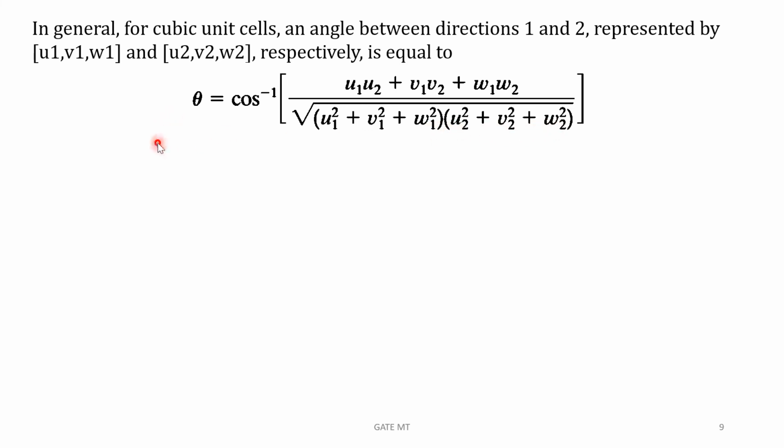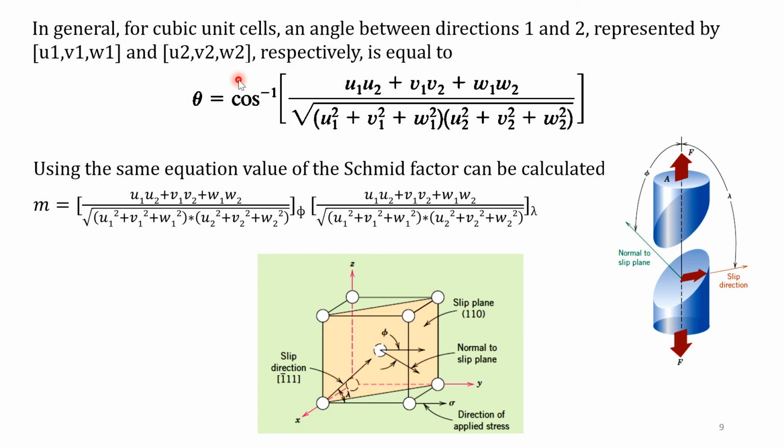Here we have to find both phi and lambda, and each time the set of two directions we take will be different. Hence we will use the same equation for finding the value of the Schmidt factor, with u1u2, v1v2 and w1w2, for both phi as well as for lambda.